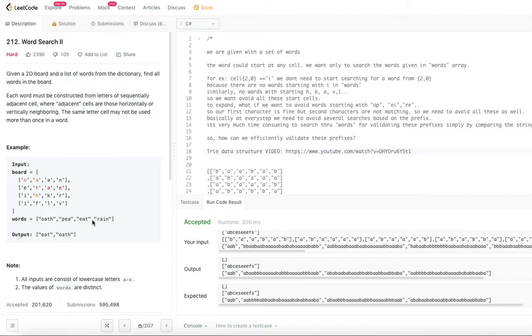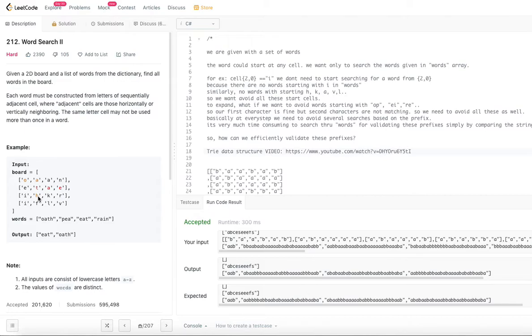Now we need to find how many of these words can be formed by using the characters in the board. How we are going to select the characters is, we have to select only if they are adjacent. Adjacent means they could be horizontally connected or vertically connected. The connection here means they should be next to each other. So for example, oath: the characters coded in orange color form the word OATH.